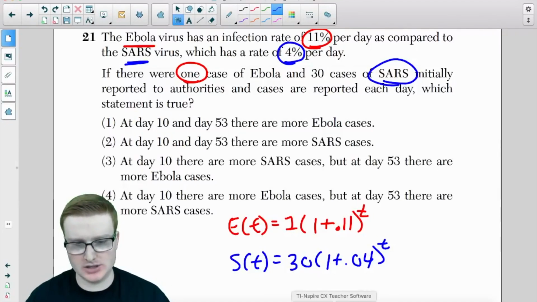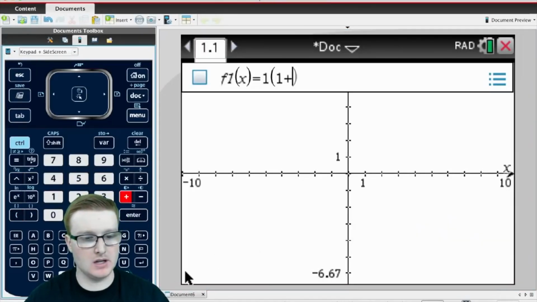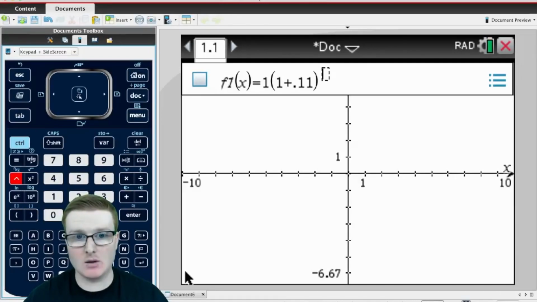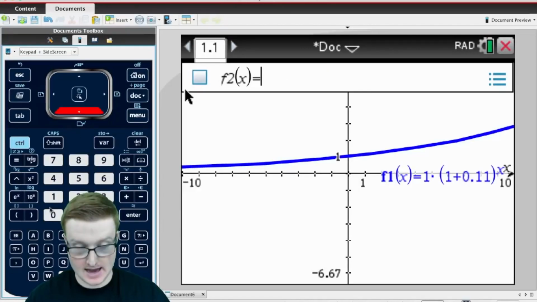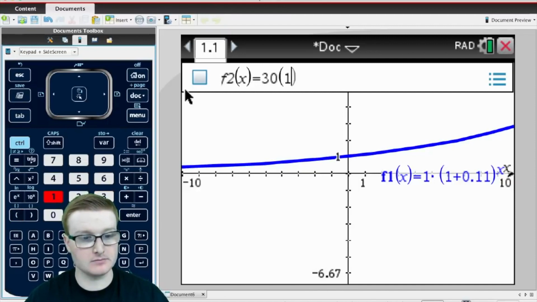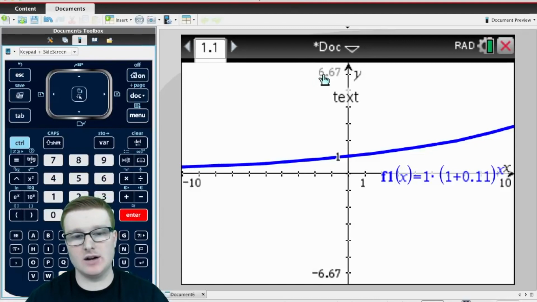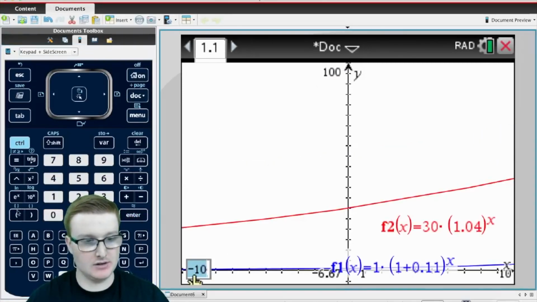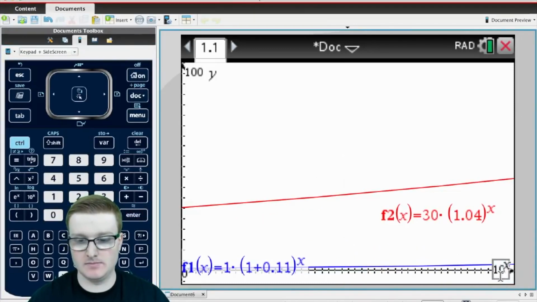So let's go ahead and graph these functions and let's see what happens. Okay, 1 times 1 plus 0.11. Now remember, since you're in the calculator, you've got to raise it to the x power because the function is in terms of x. And we get 30 times 1.04 raised to the x power. So obviously you can't see the red one. I'm actually going to make this like 100 cases, and I'm going to make this 0 because there's nothing over there. I'm going to make this x value 100 as well. Yeah, make it 100 days.